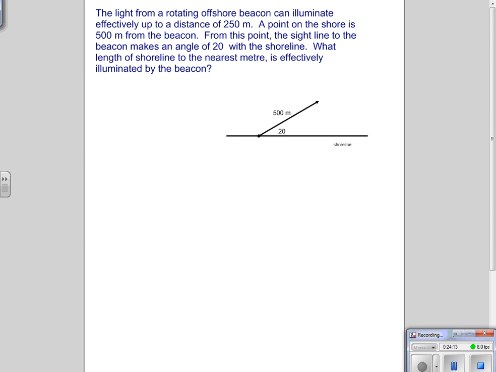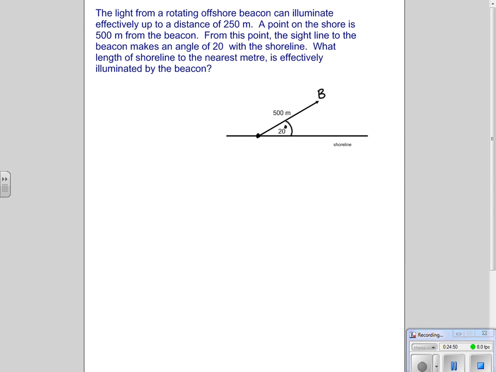One last question considering the ambiguous case. The light from a rotating offshore beacon can illuminate effectively up to a distance of 250 meters. So I am looking from the sky down, and I have this beacon. From this point, the sight line to the beacon makes an angle of 20 degrees with the shoreline, and the point on the shore is 500 meters from the beacon. So we've got the beacon here, we've got this little point on the shore right there, and the light from the beacon can light up to 250 meters.